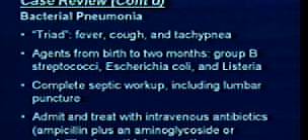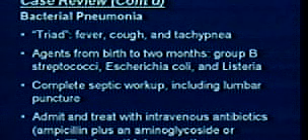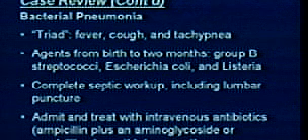Now, this morning we talked about the triad for pneumonia. Again, I'll repeat myself. Fever, cough, and tachypnea is bacterial pneumonia until proven otherwise. The other things that we've already discussed were the agents from birth to 2 months that this particular infant might have: the group B strep, the E. coli, the listeria, if we were heading down that pathway.